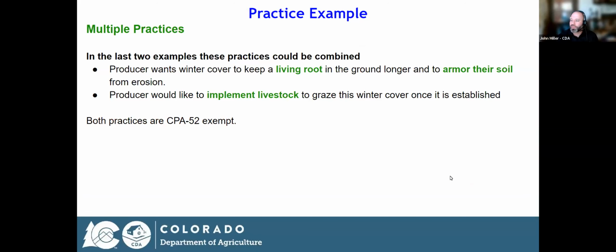So the final example I'm going to give here is for multiple practices. And this is going to be if the person decided to implement, say, a cover crop for that winter cover and livestock to graze the cover crop once it is established. Both of these practices would be CPA 52 exempt. And in this scenario, the producer wants a winter cover to keep a living root in the ground longer and to armor their soil from erosion. The producer would like to implement livestock to graze this winter cover once it is established.